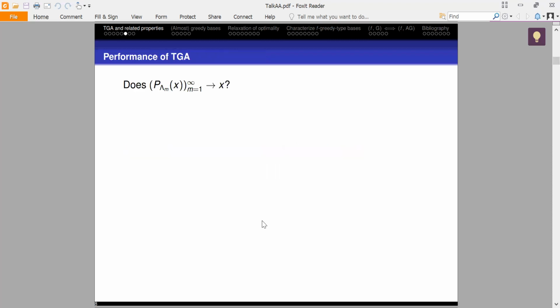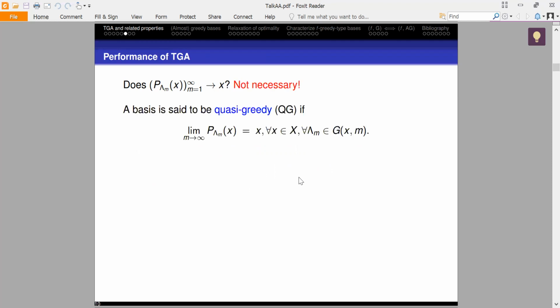Okay, so the question is, does the TGA converge to x or not, right? Now we choose some projections to form a sequence, and we wonder whether it converges or not. The answer is not necessarily. And there exist bases for which the convergence happens; we say the basis is quasi-greedy. So this must hold for every x and for every sequence of greedy sums. If you have this property, then the basis is quasi-greedy.